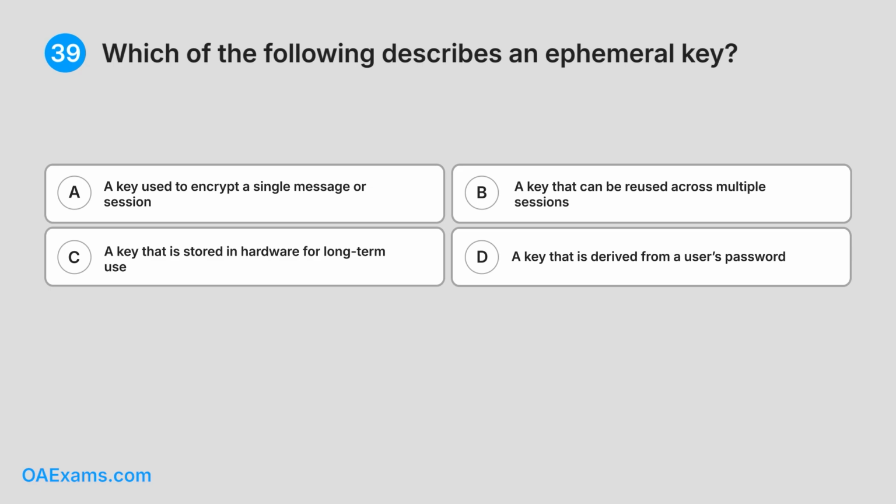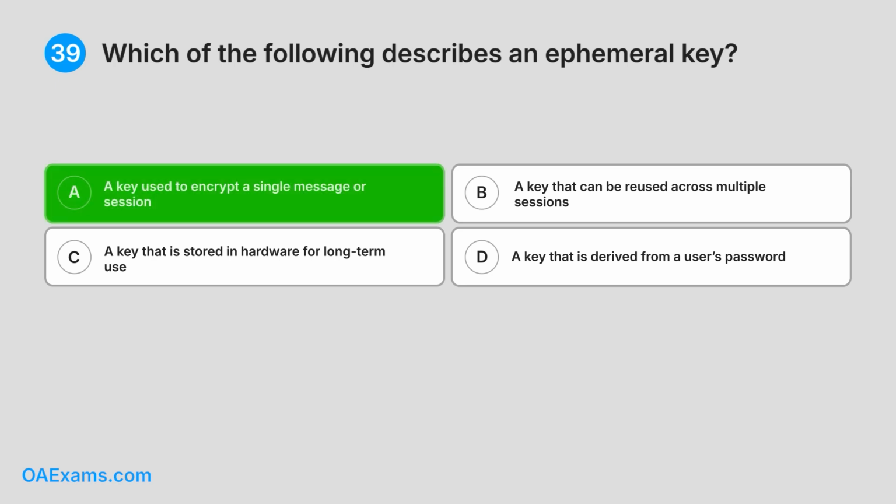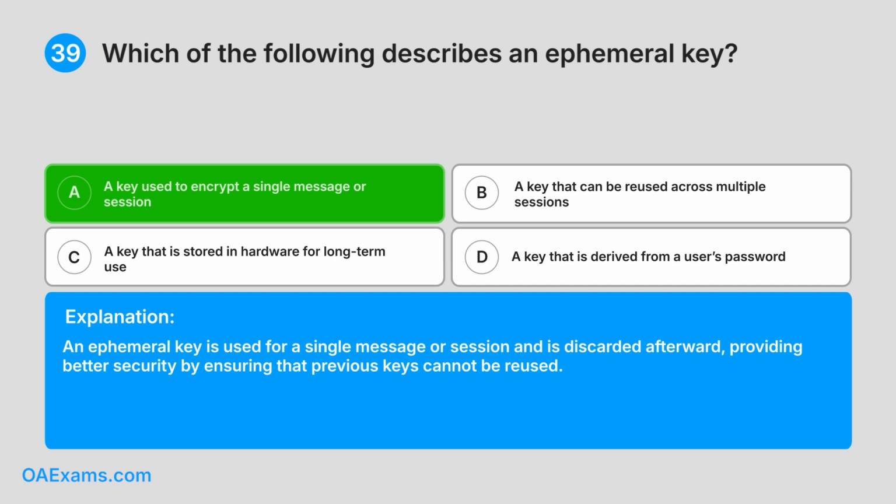39. Which of the following describes an ephemeral key? A. A key used to encrypt a single message or session. B. A key that can be reused across multiple sessions. C. A key that is stored in hardware for long-term use. D. A key that is derived from a user's password. Can you guess the answer? Correct answer: A. A key used to encrypt a single message or session. Explanation: An ephemeral key is used for a single message or session and is discarded afterward, providing better security by ensuring that previous keys cannot be reused.